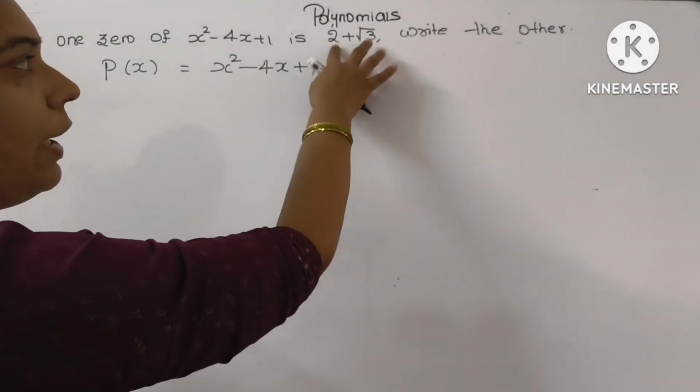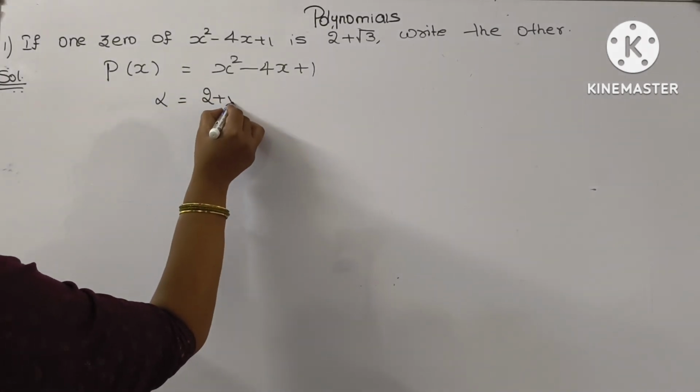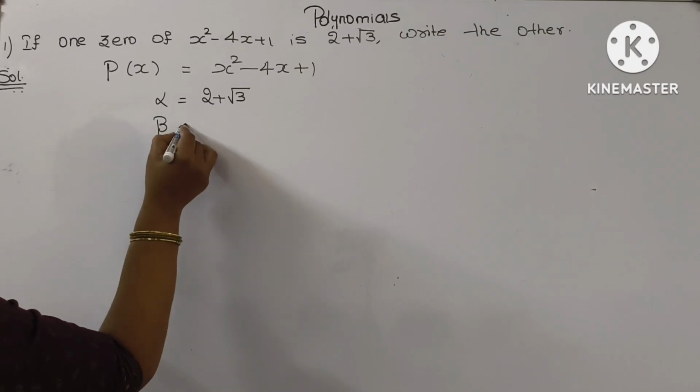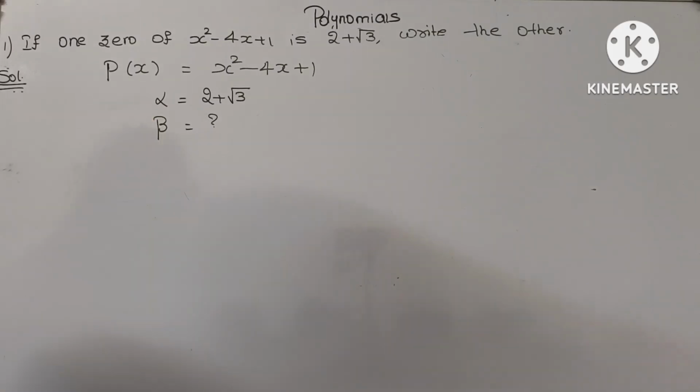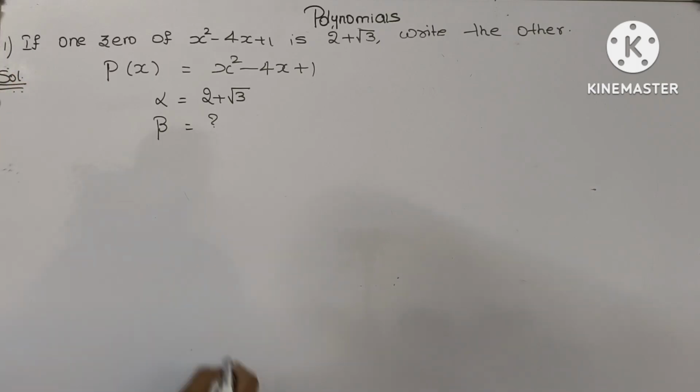And what is given? Alpha is given. Alpha is 2 plus root 3. What is that we have to find out? We have to find out the other one, which is beta. Now we know the relation between the zeros and the coefficients.